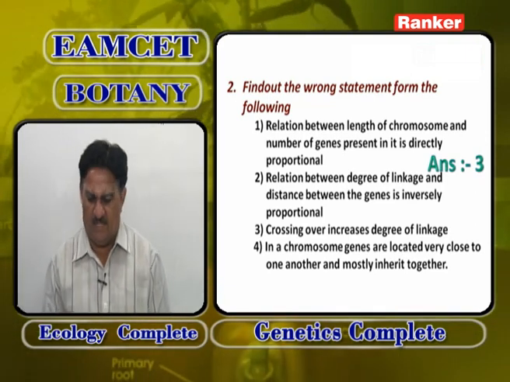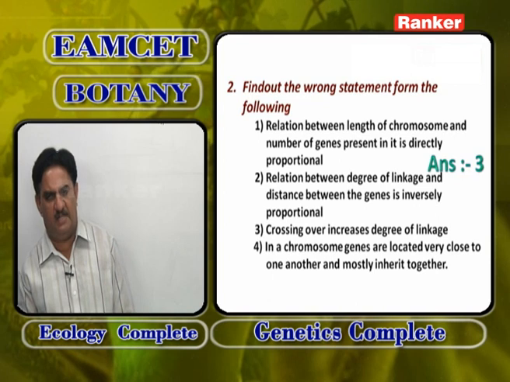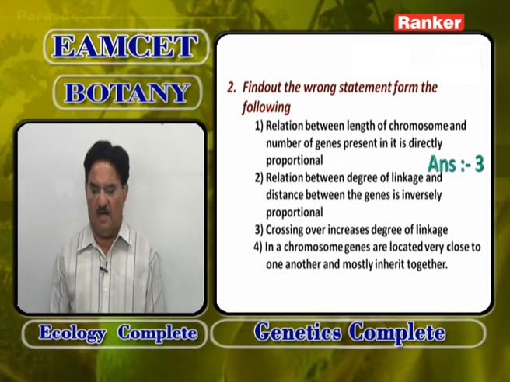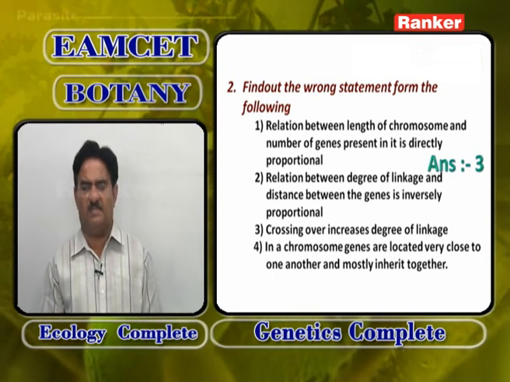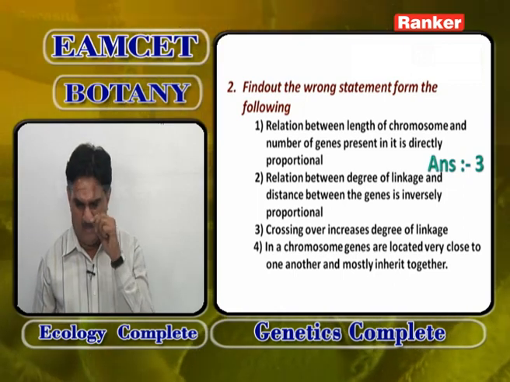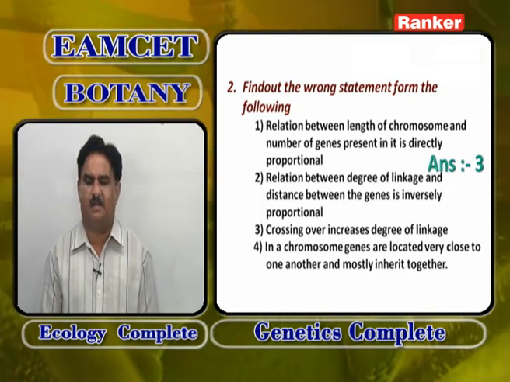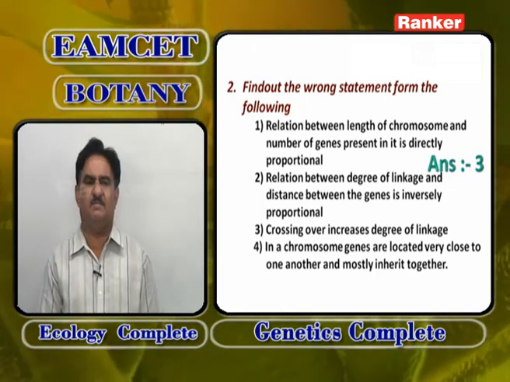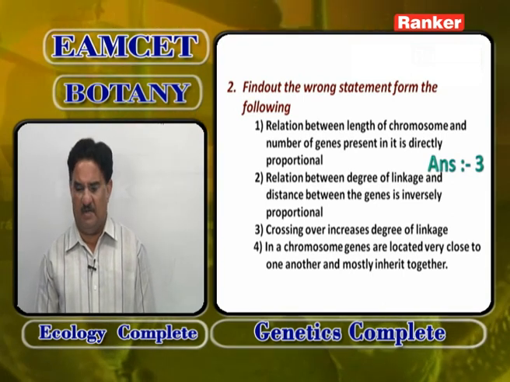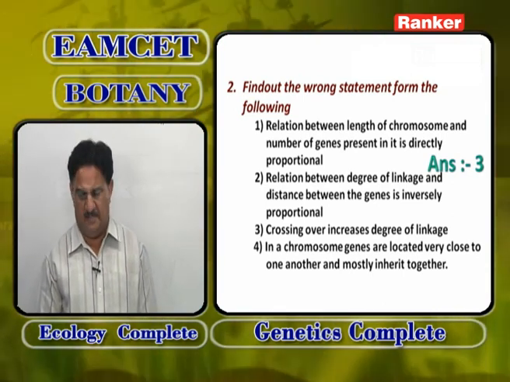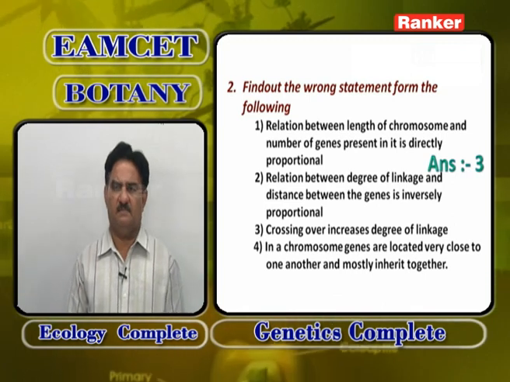In a chromosome, genes are located very close to one another and mostly inherited together. In linkage, always in chromosomes genes are located very close and inherited together. So here the wrong statement is: crossing over increases the degree of linkage. It must be crossing over decreases the degree of linkage. Next.